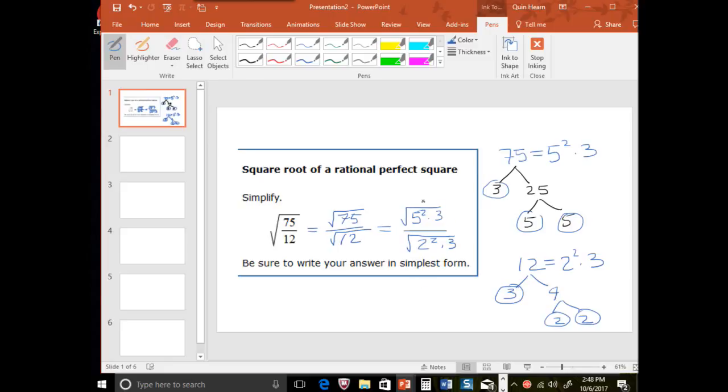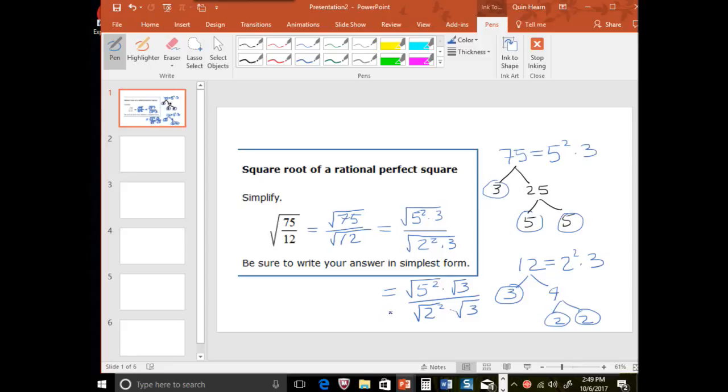Okay, and then when we take the square root of a product, we're actually allowed to split it up into the different factors. So we can take the square root of each part of the product. So square root of 5 squared times square root of 3 over square root of 2 squared times square root of 3.